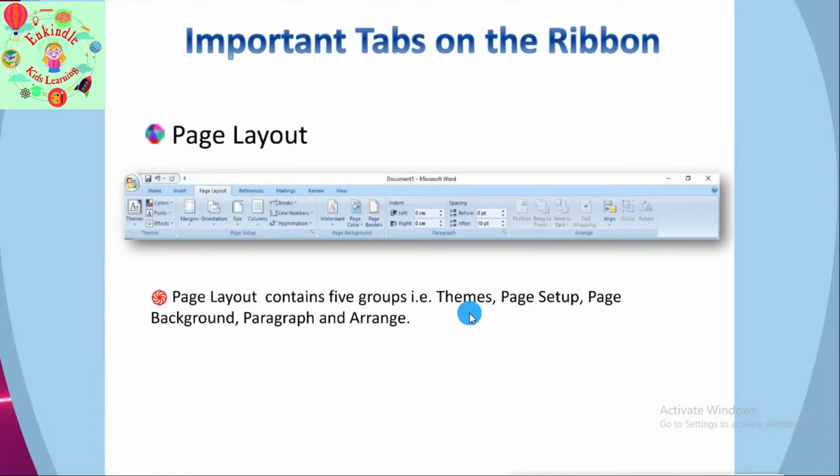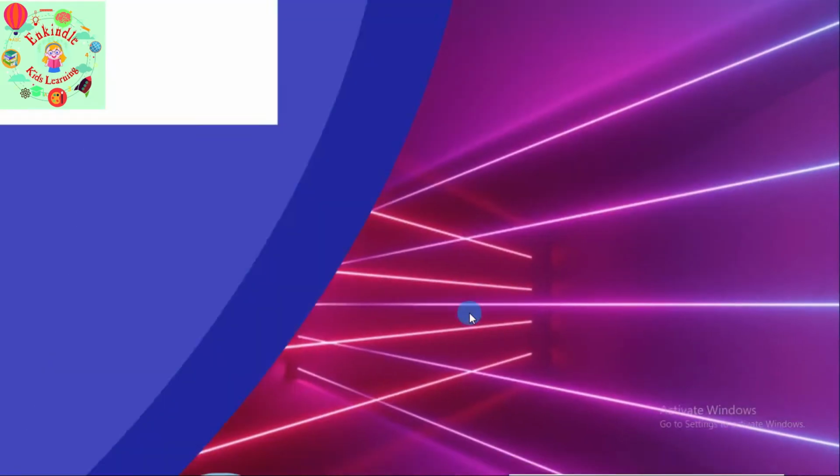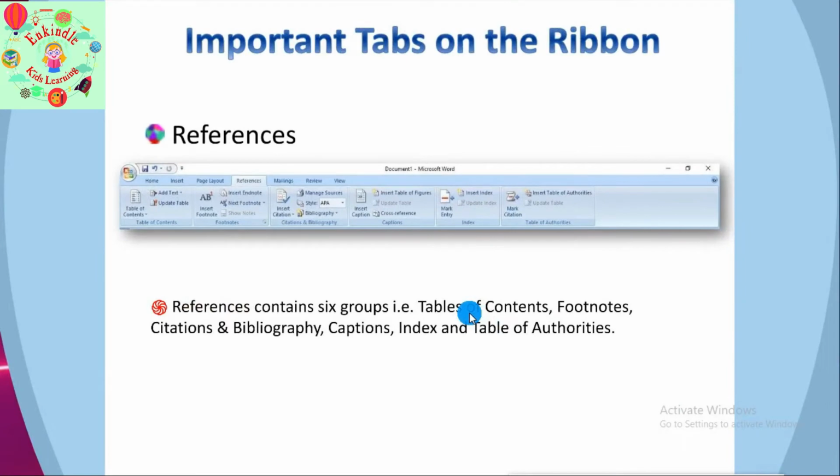The third tab is the Page Layout tab. The Page Layout tab contains 5 groups: Themes, Page Setup, Page Background, Paragraph and Arrange. The fourth tab is References. References contains 6 groups: Table of Contents, Footnotes, Citations and Bibliography, Captions, Index and Table of Authorities.